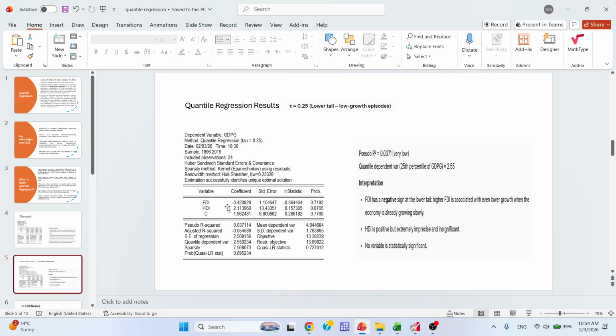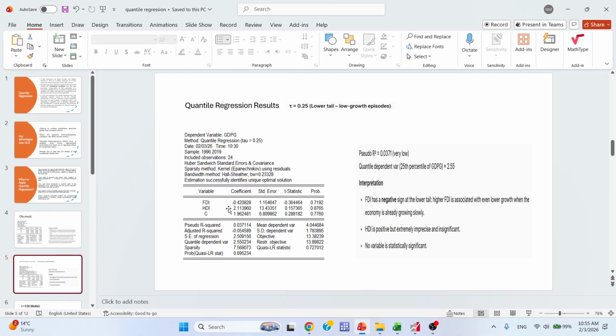So this is the first advantage: when you apply the 25th percentile, your results change from positive to negative. In this way you can see a better picture that OLS does not give you. So in this scenario, in the lower tail, FDI has a negative relationship with GDP. FDI has a negative sign, meaning that at lower tails, higher FDI is associated with even lower growth when the economy is already growing slowly.